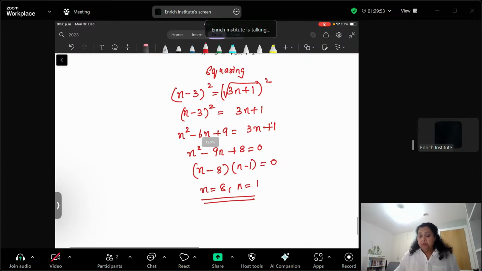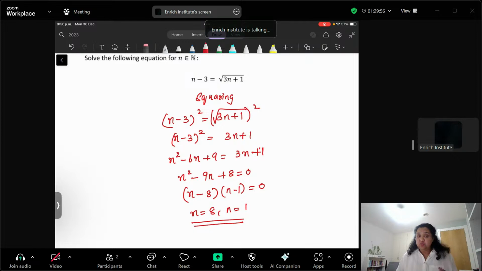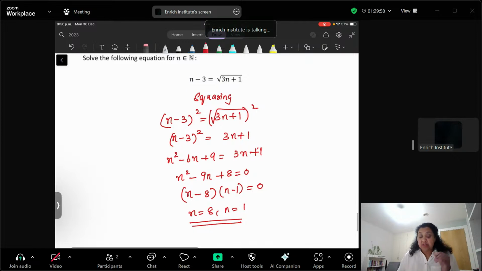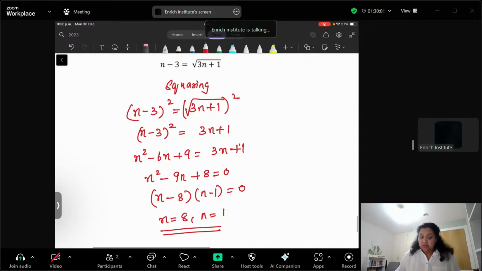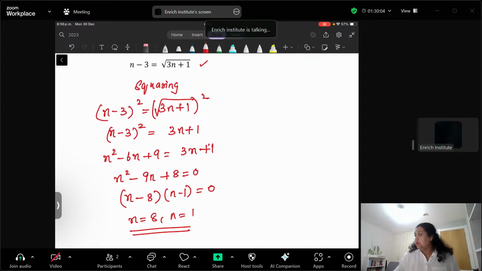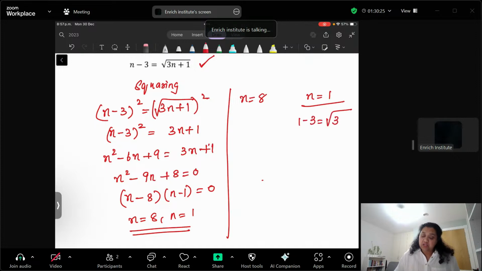Now here, there is only one solution. How will you eliminate one solution? Because it's a square root, if you substitute back, n is equal to 8, n is equal to 1. Let me try substituting 1. 1 minus 3 is equal to square root of 3 plus 1. So minus 2 is equal to square root of 4. So this is wrong.